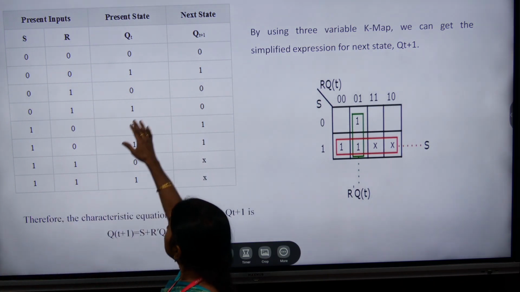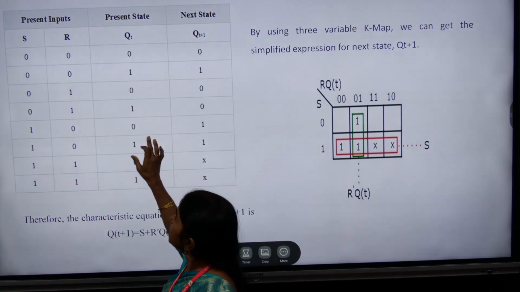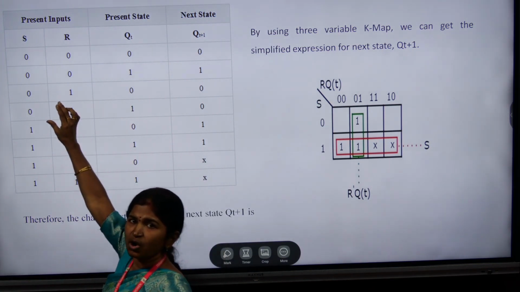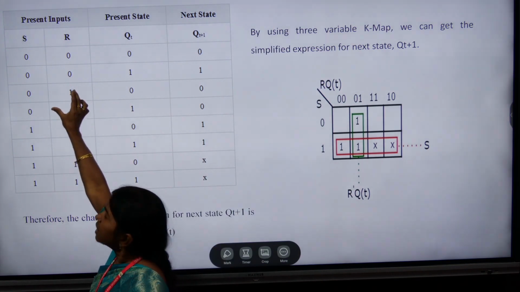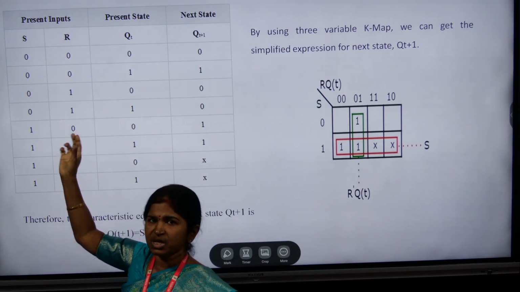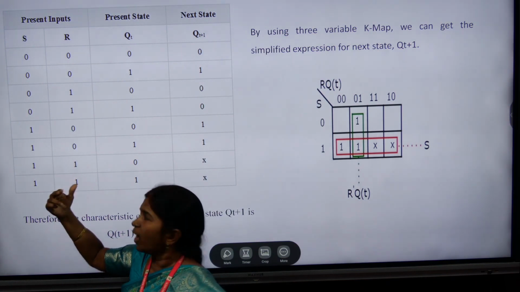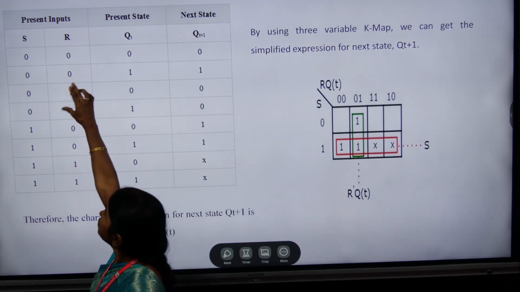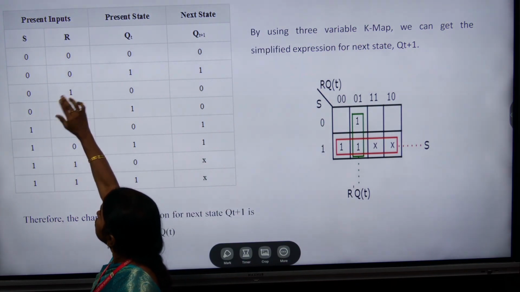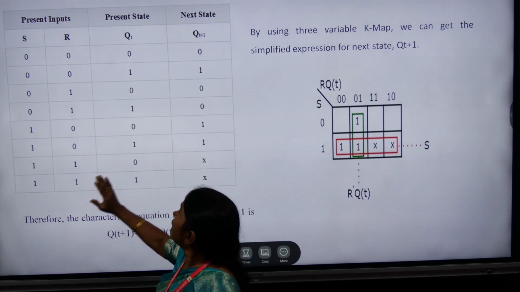In the characteristic table, we write the present state values as 0, 1, 0, 1, 0, 1. For every value of S and R, we write the combinations twice. The possible combinations for the flip-flop are 0 0, 0 1, 1 0 and 1 1. So I write the combinations for the SR flip-flop twice: 0 0, 0 0, 0 1, 0 1, 1 0, 1 0, 1 1 and 1 1.